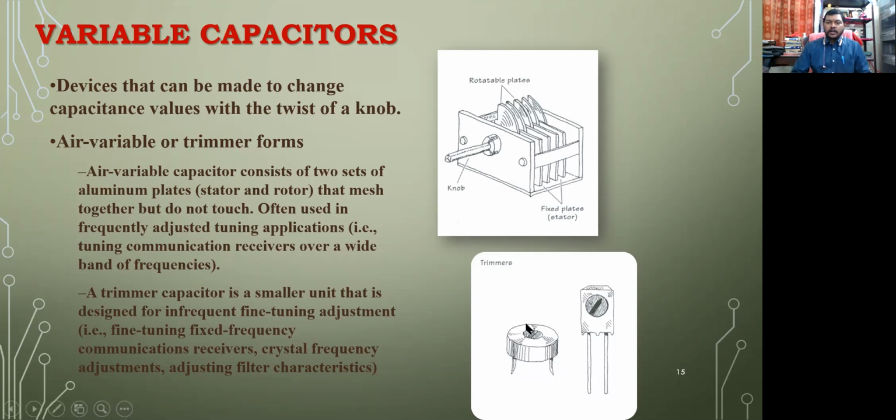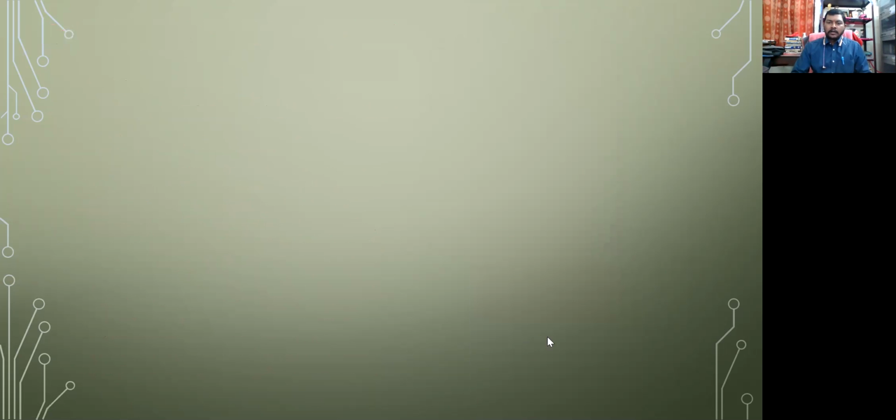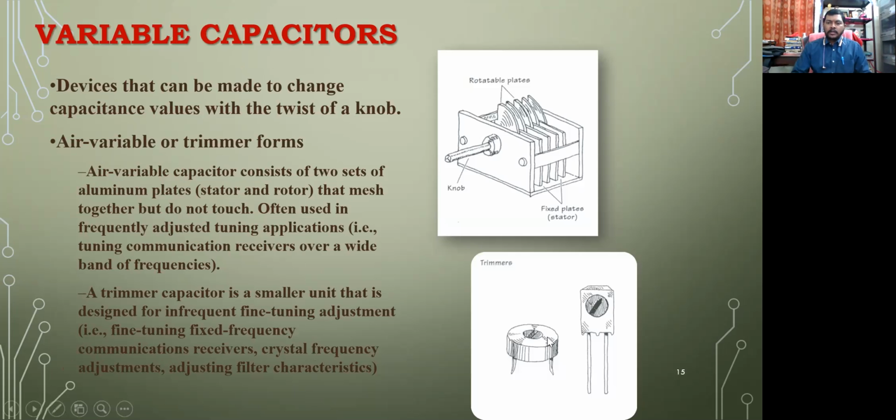And these are some of the trimmer sort of capacitors, where we have only a pot that we can rotate with a screwdriver and vary the capacitance, right? So these are called trimmers. They are very small in size compared with this sort of capacitor. These are very big in size, and their arrangements are also difficult to make.